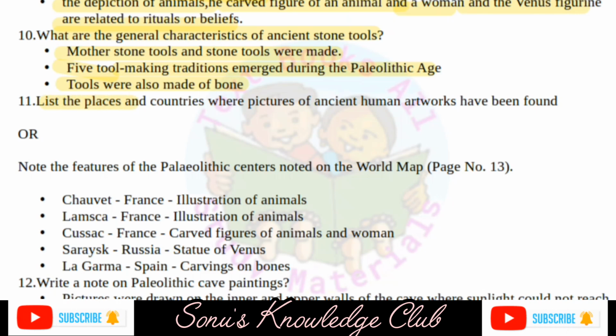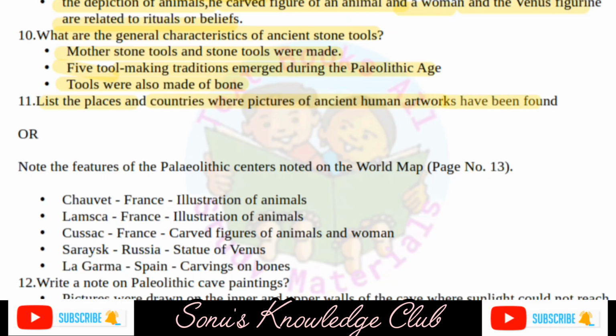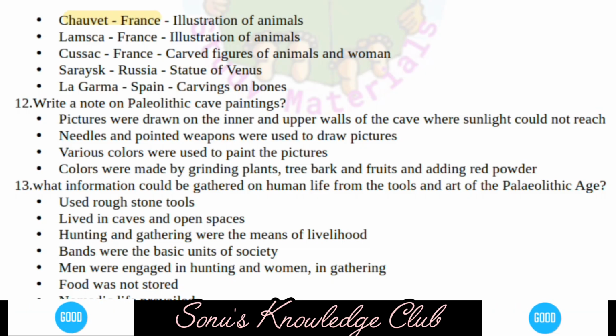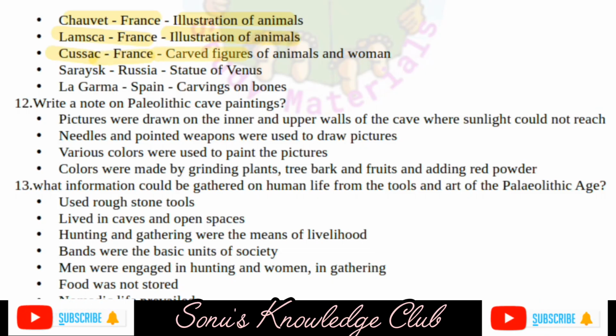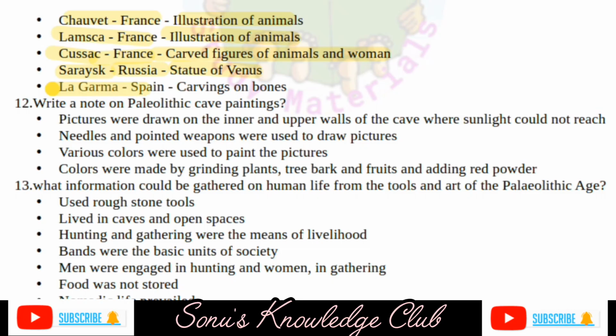List out the places and countries where pictures of ancient human artworks have been found, or note the features of Paleolithic centers on the world map. Chauvet, France: illustration of animals. Lascaux, France: illustration of animals. Cussac, France: carved figures of animals and women. Sarax, Russia: statue of Venus. La Gama, Spain: carvings on bones.